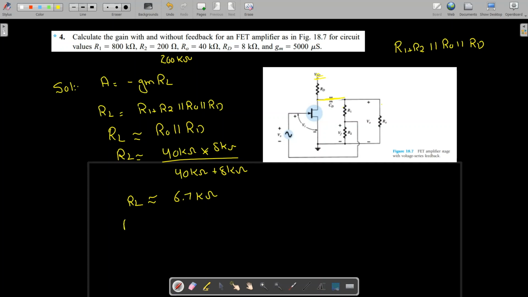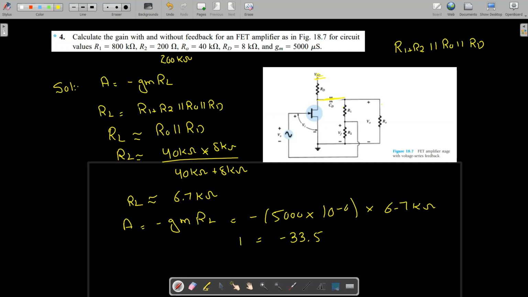So now the open loop gain is equal to -gm RL, where gm is the transconductance. So we have 5000 microsiemens, that is 10 raised to the power minus 6, multiplied by this 6.7 kilo ohm. And when we solve this, we are going to get gain without feedback as -33.5. So this is your gain without feedback. We have found out one of the parameters.